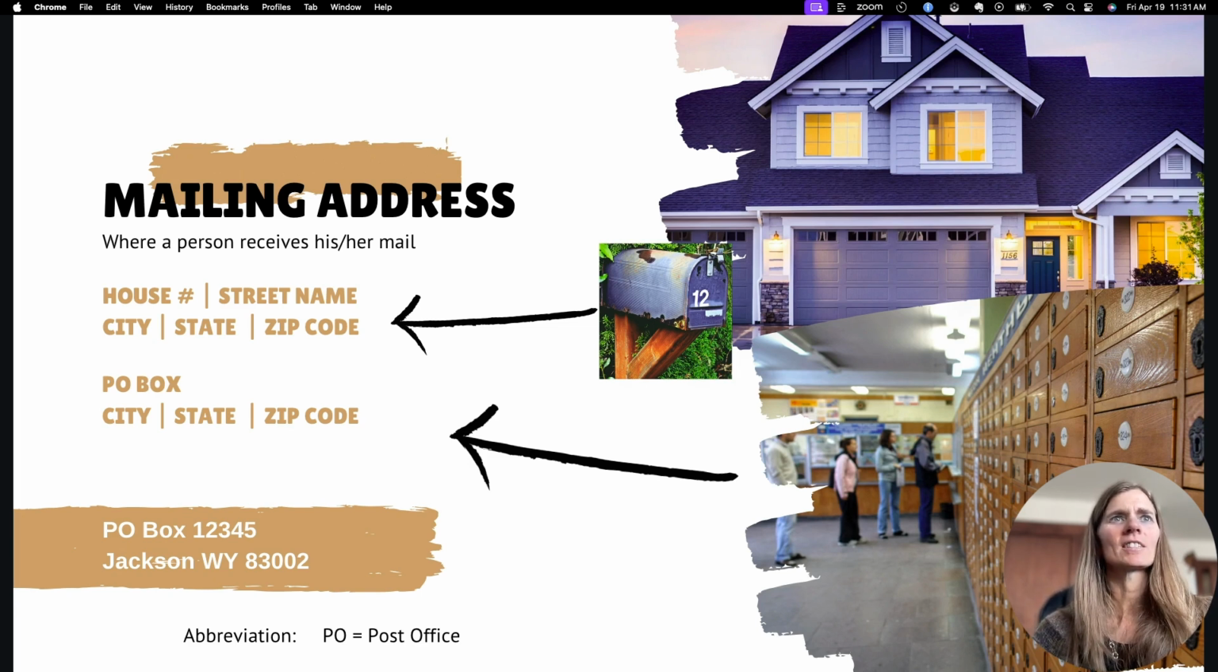The mailing address tells us where a person receives his or her mail. So if you have a mailbox in front of your house, you would use your house address. If you go to a post office and open your post office box to receive your mail, your mailing address will be your P.O. box. So for example, P.O. Box 12345, Jackson, Wyoming 83002. The abbreviation P.O. means post office.